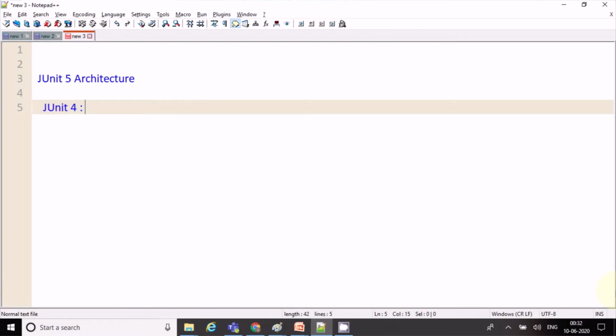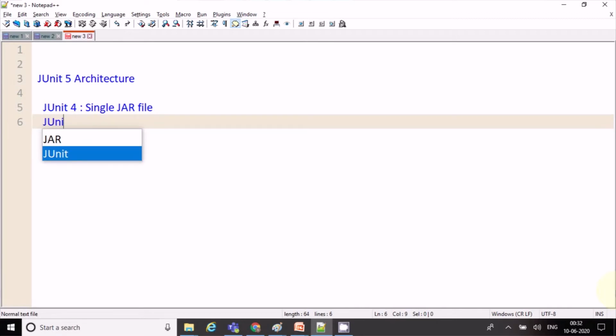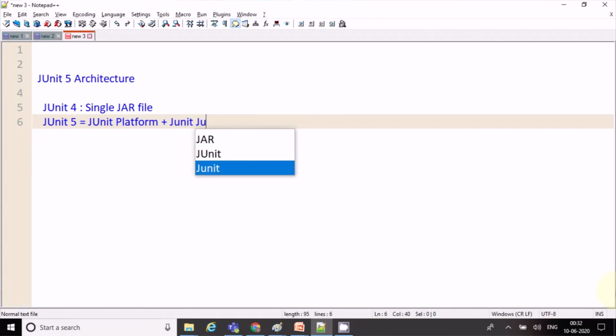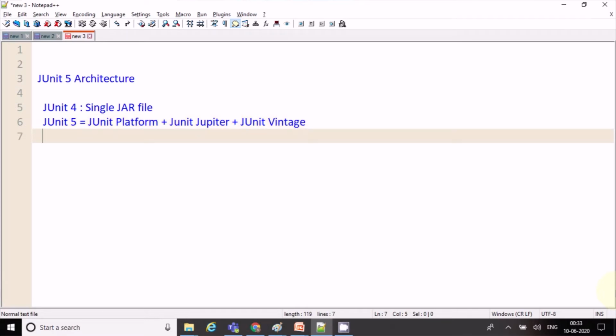JUnit 4 is a single jar file. So whenever we want to work with JUnit 4, we are going to import or add the dependency of a single jar. But in JUnit 5, we have the combination of JUnit Platform, JUnit Jupiter, and JUnit Vintage. We can call these three components of JUnit 5.